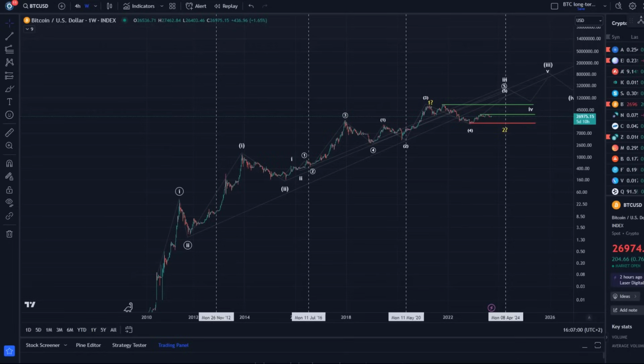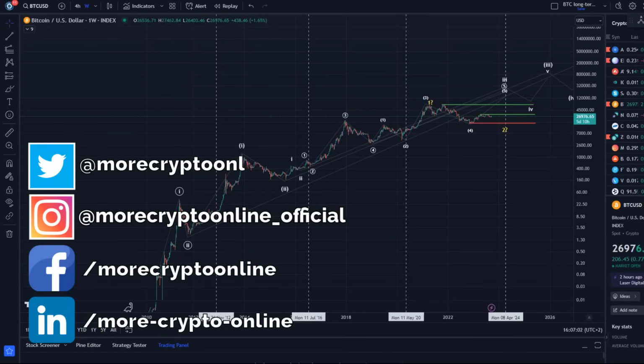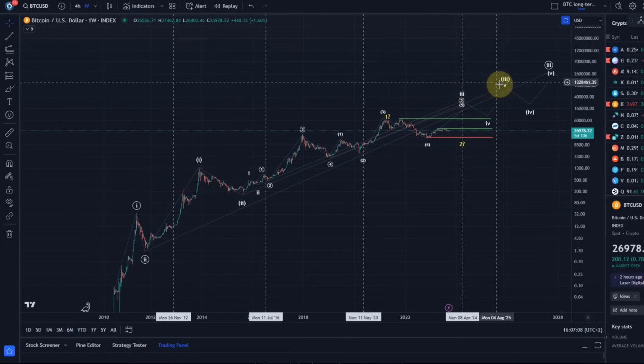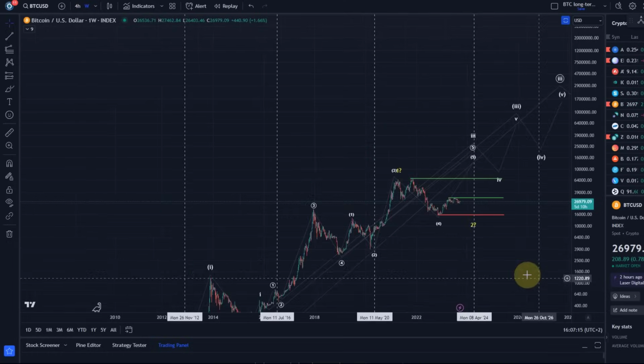Bitcoin's long-term chart. Just want to start with that to give you an idea of where we are. Overall, this is really the long-term chart. The next bull market target should take us to around 125 to 175K. This would actually be this wave here.